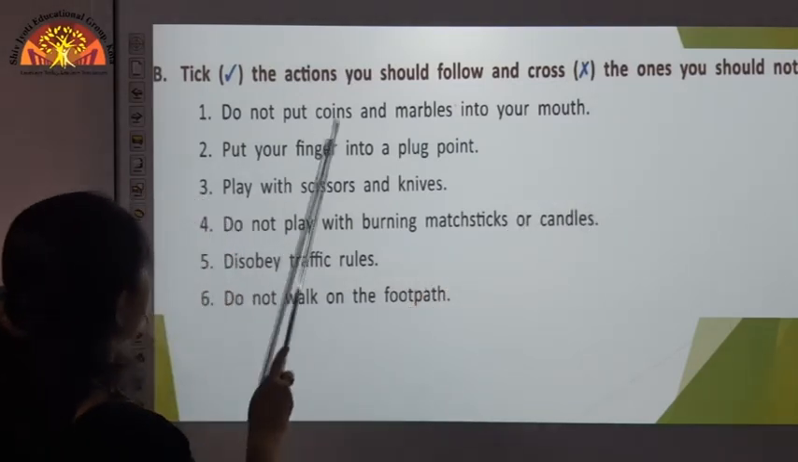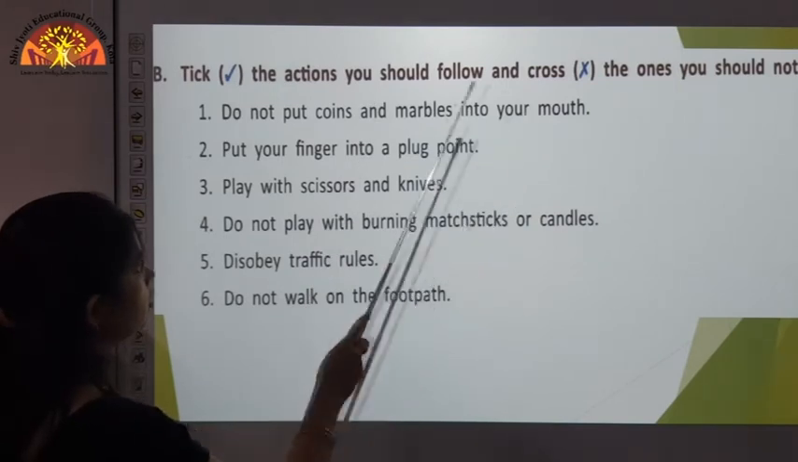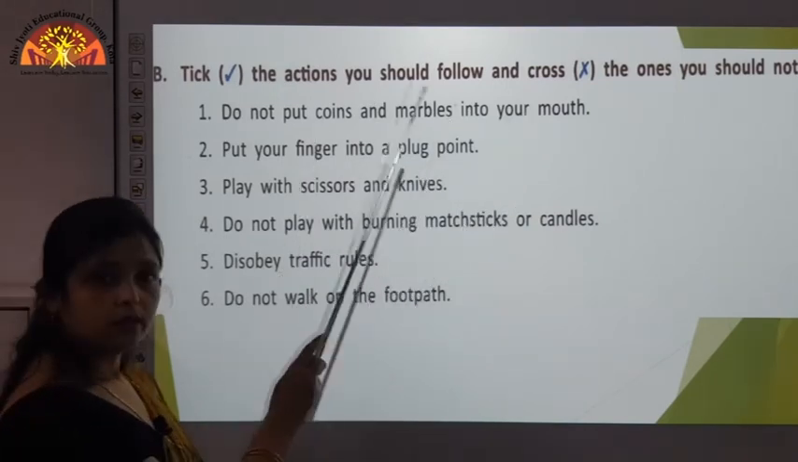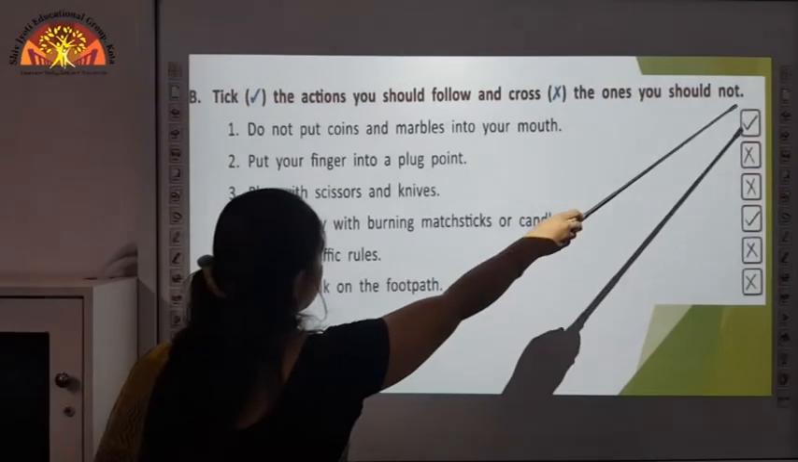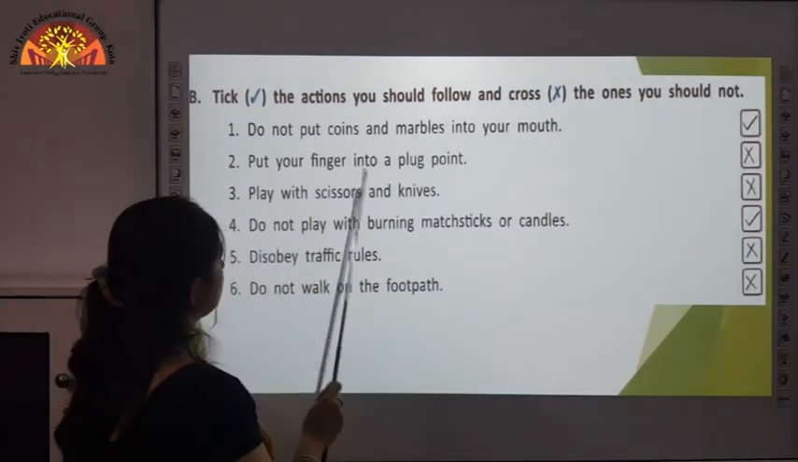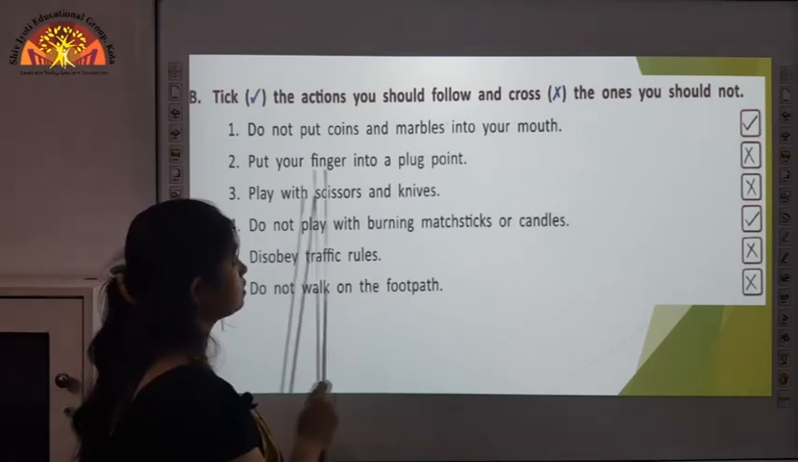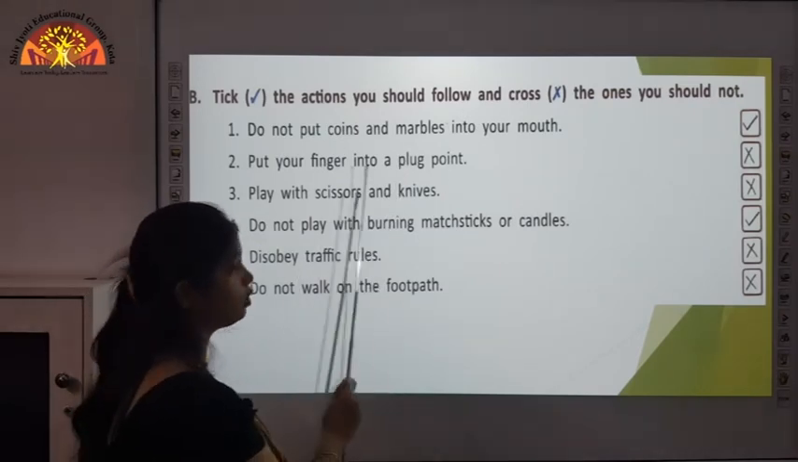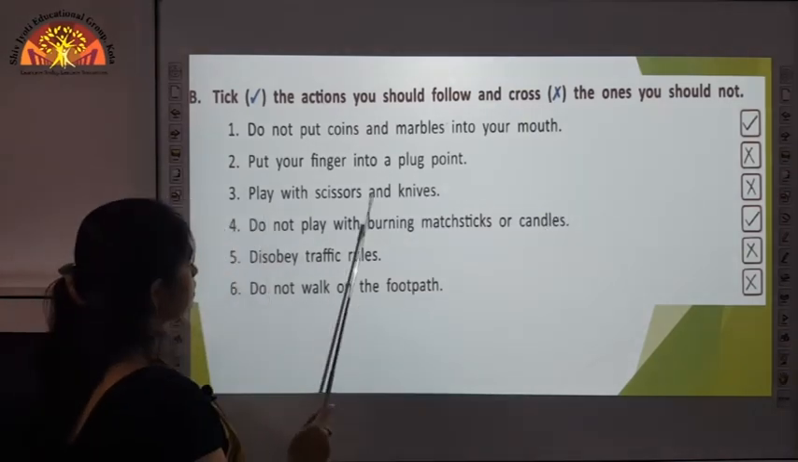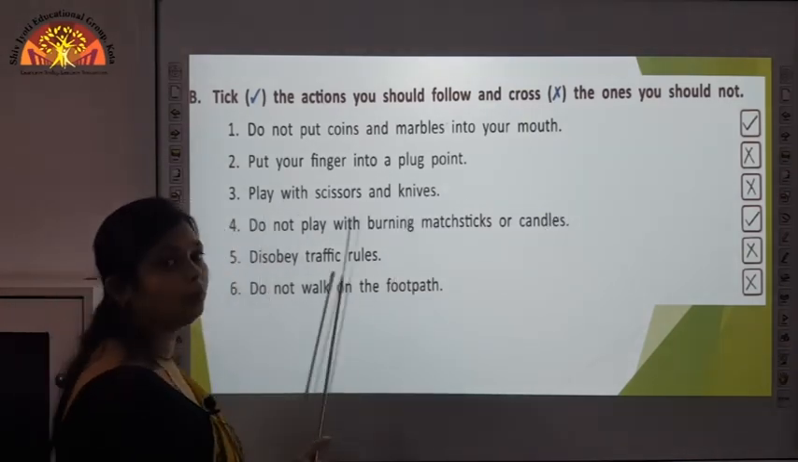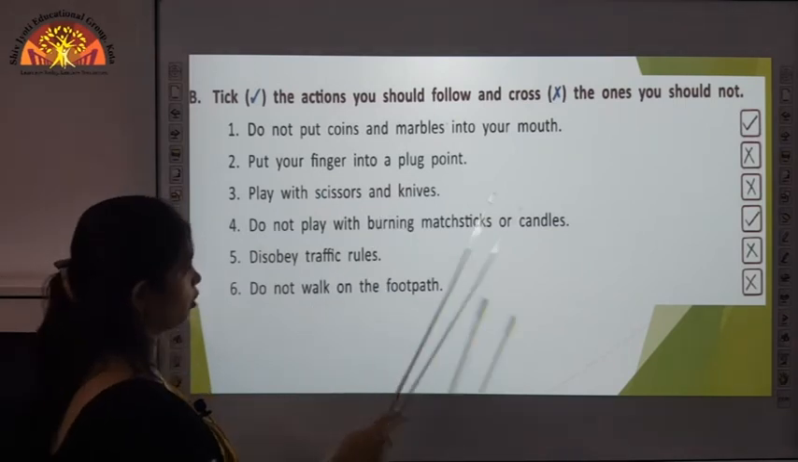Do not put coins and marbles in your mouth. Okay, so this is the correct statement. So we write a tick mark here. Put your finger into a plug point. Now this is not a correct statement. We should not do this. So we'll mark a cross over there. Play with scissors and knives. You should not play with pointed objects. So again a cross will come.